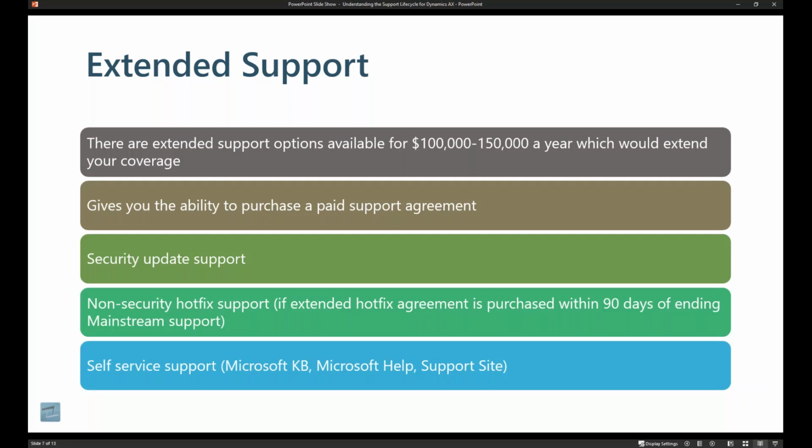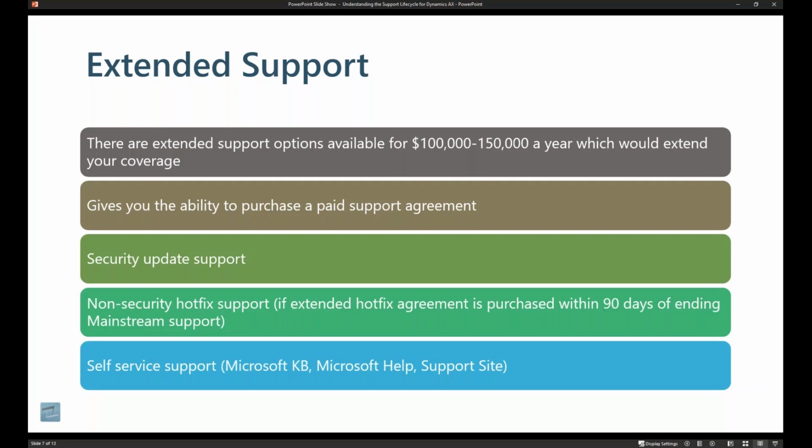If you include those as part of the extended support, it gives you the ability to purchase a paid support agreement. It gives you that security update capability, and non-security hotfixes as well. So they're not buffer overflows or things like that, but more product functionality that's not working, that's a bug, and you'd get that as well. But remember, with that non-security hotfix support, if your extended hotfix agreement is not purchased within 90 days of ending the mainstream support, that's generally not an option you can have on that contract for the extended support. And then lastly, you still gain access to the self-service support through the Microsoft Docs, KB, Help, and also the support site.